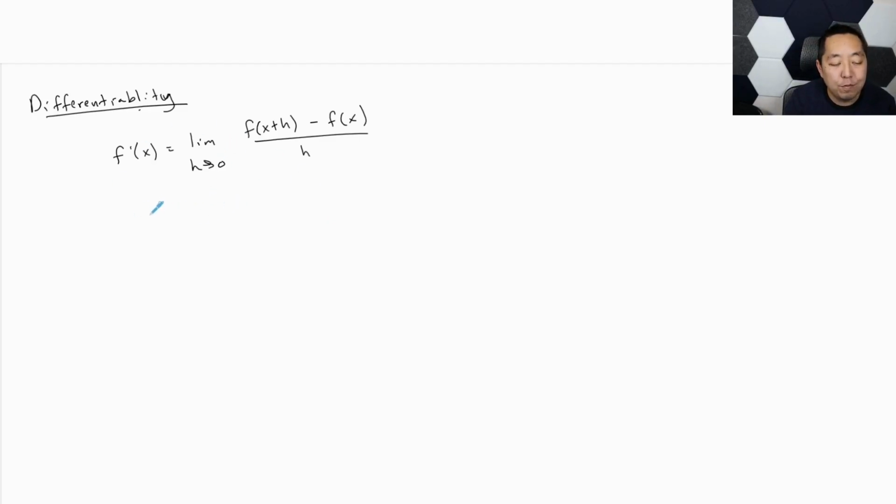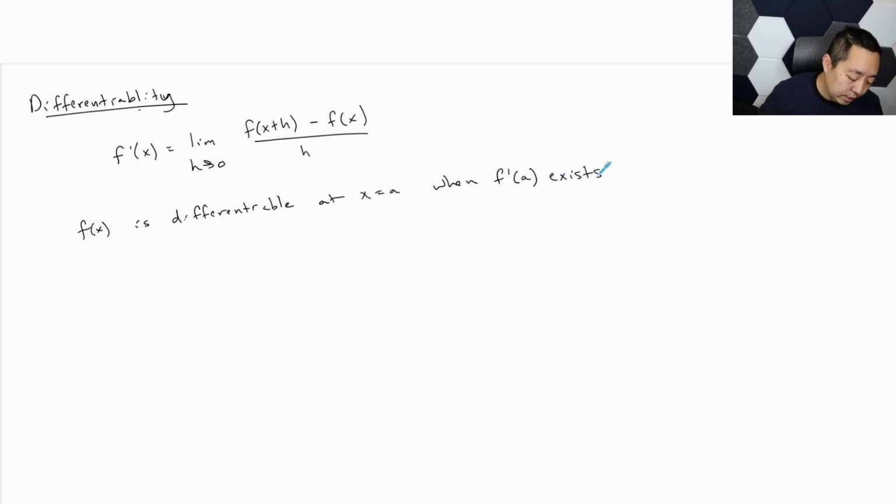So we say a function f of x is differentiable at x equals a when f prime of a exists. Now, it might seem obvious, but what are some things that might cause it to not exist? What I usually like to think about is when a derivative might not exist.